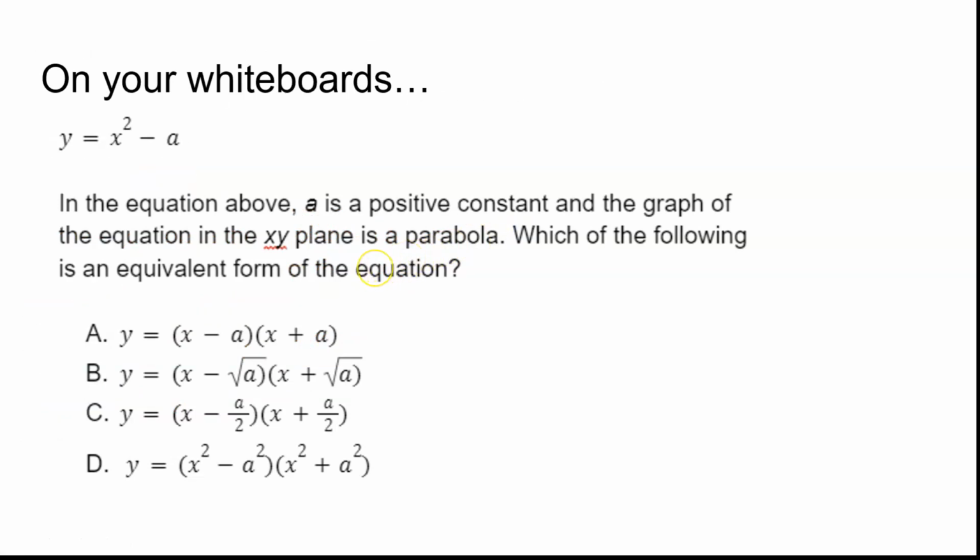And finally, we have an SAT question that I want to give you guys a chance to try. Go ahead and pause the video, work on it for a few minutes. If you get stuck, come back and we will work on it together. Okay, so I have y equals x squared minus a. In the equation above, a is a positive constant and the graph is a parabola. Which of the following is an equivalent form of that equation?